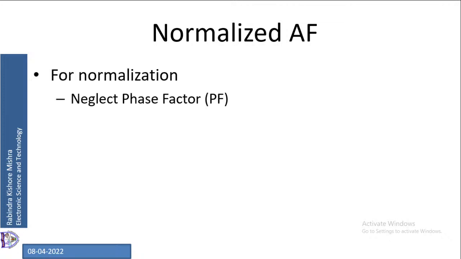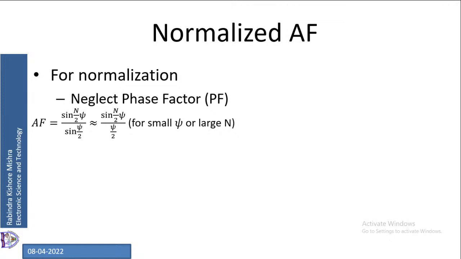Up to now we have found out what is the array factor if we have n number of isotropic sources, and they are linearly placed along an axis. They are not only linearly placed, they are equispaced from each other and the phase difference is the same, a progressive phase difference. Now for normalization we neglect the phase factor PF, which is exponential j (n minus 1) by 2 psi. So neglect that. Then the array factor is equal to sin(n psi by 2) by sin(psi by 2).